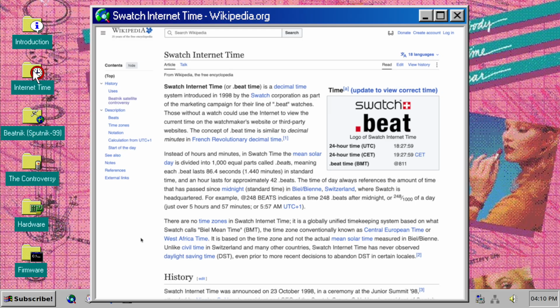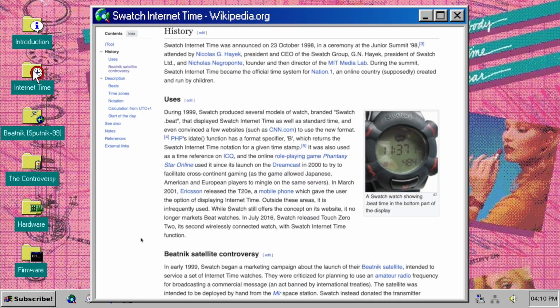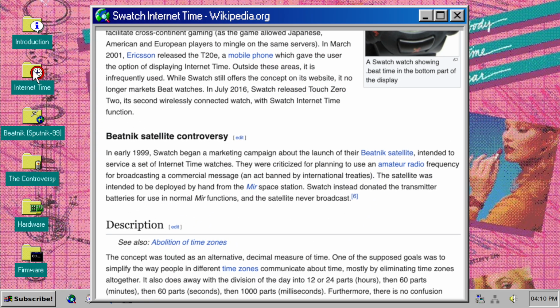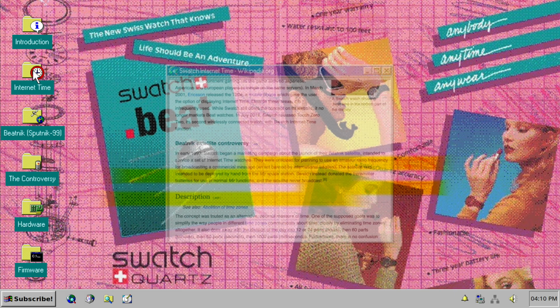Wikipedia sums up this part in a paragraph under Beatnik satellite controversy, noting that Swatch was criticized for planning to broadcast a commercial message on an amateur radio frequency, and that the satellite was not deployed as planned, Swatch donated its transmitter batteries to the Russian space station instead. But why did Swatch launch this satellite? And how did they end up almost breaking international law?